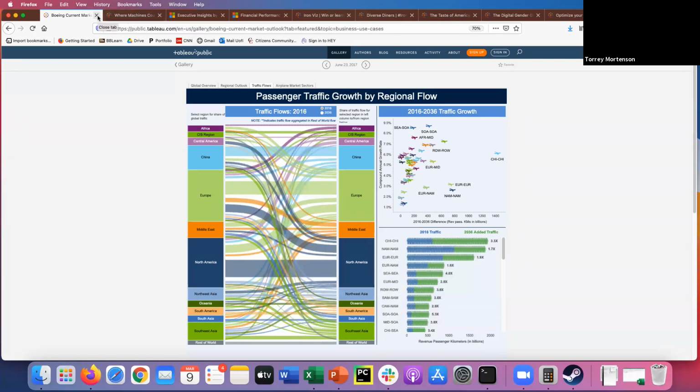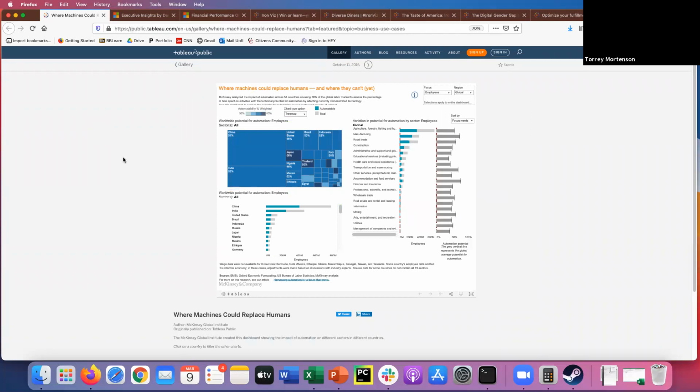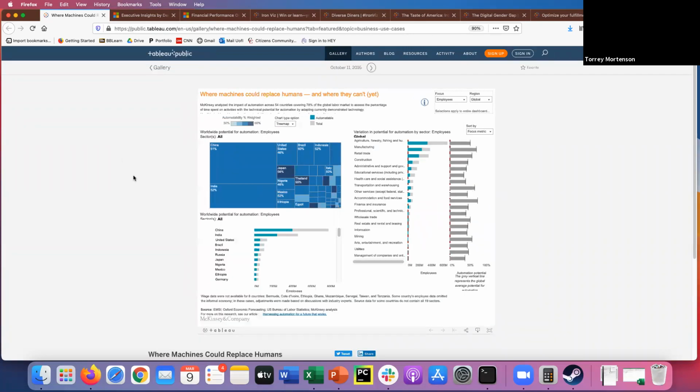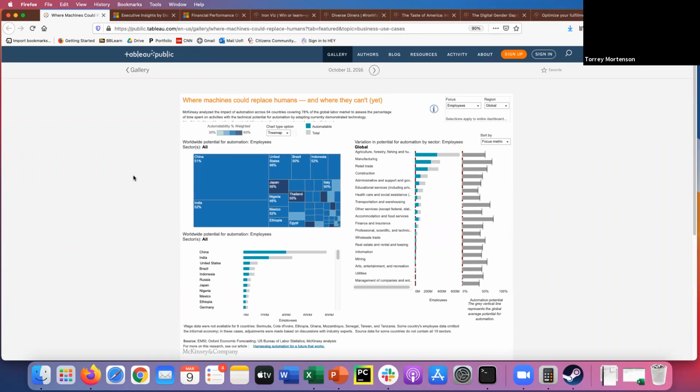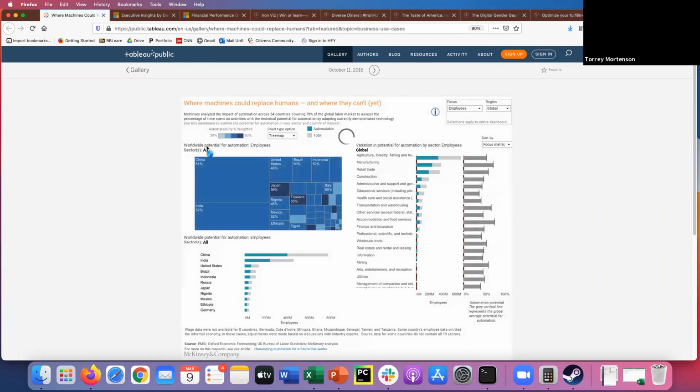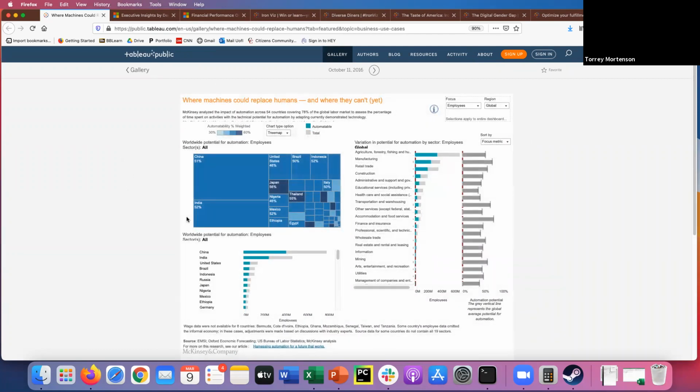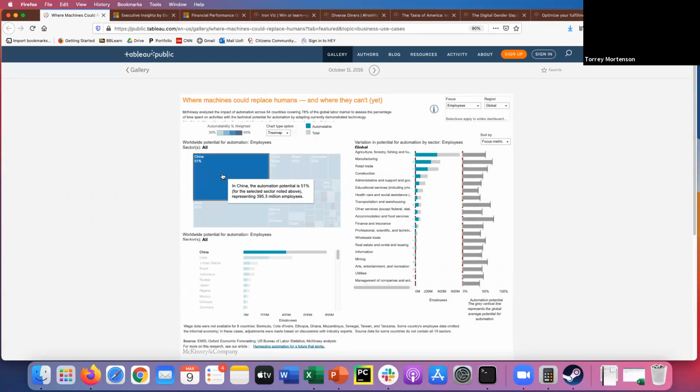So we're going to switch to the next one. Where machines could replace humans. This is an interesting one. So this is a McKinsey study, which of course means it's trying to put people out of work. I'm kidding. So worldwide potential for automation of employees across all sectors. This is a geographic question, at least the way this heat map is explaining. Or sorry, this is a tree map, not a heat map. I think tree map and heat map always got messy in my head because I almost never use them. Nope, it's a tree map.